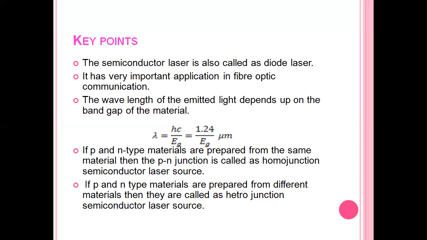For the fabrication of P and N type materials, if different basic semiconductor materials are used, that is, one semiconductor material for the P type material and another semiconductor material for the N type material, then the junction formed by those P and N materials is called a heterojunction, and the laser diode fabricated out of that junction is called a heterojunction semiconductor laser diode.